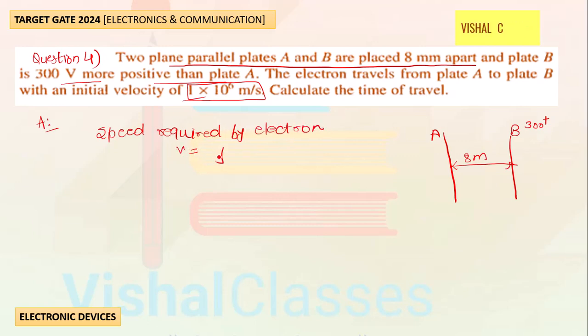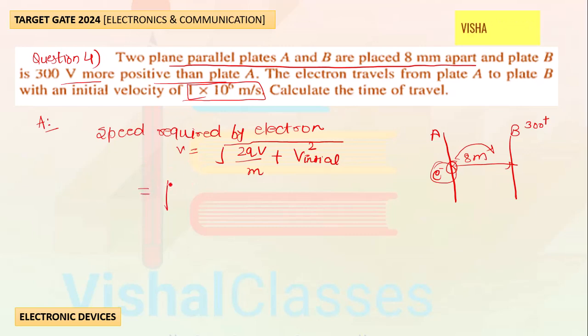Is V equal to here? I have already written V is equal to root of 2qV by m, but here I am adding V initial, as initial velocity is given. Initially I assumed the electron is at rest, but here the electron travels from plate A to plate B with an initial velocity.